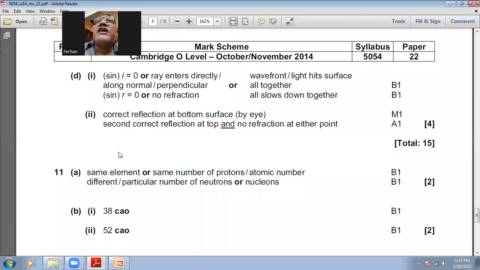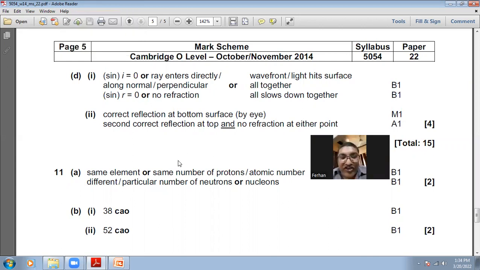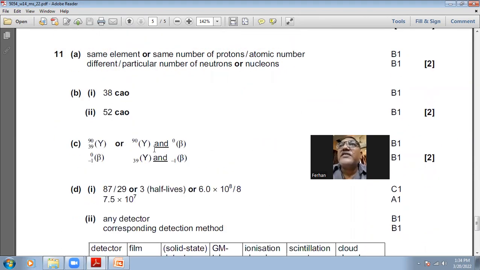So let's have a look at the marking scheme. He says the first part is that sine of I is equal to 0, ray enters directly along the normal perpendicular, or sine R equals to 0, no refraction. Okay, so that is the answer which we just gave. The light enters along the normal, it does not deviate. Correct reflection at the bottom, second correct reflection at the top, and no refraction at either point. Okay, so we are done with this.